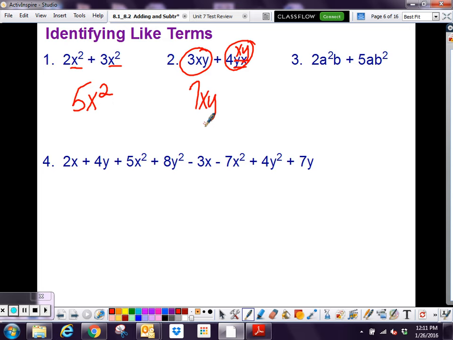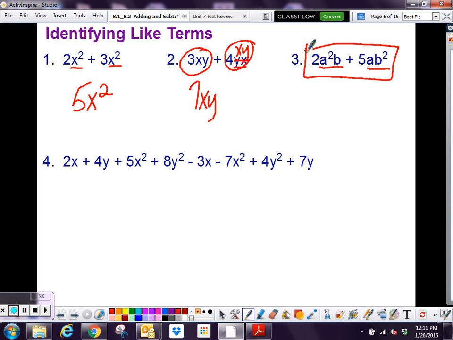Now number 3. Now this one's a little bit tricky. I have 2a squared b plus 5ab squared. Now notice I have a squared b here and ab squared here. Those are not the same. So if you saw this on a question, this would just be your final answer. There's nothing you can do to that because they're not like terms.